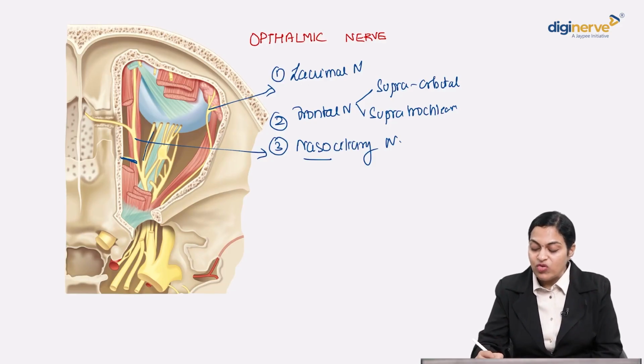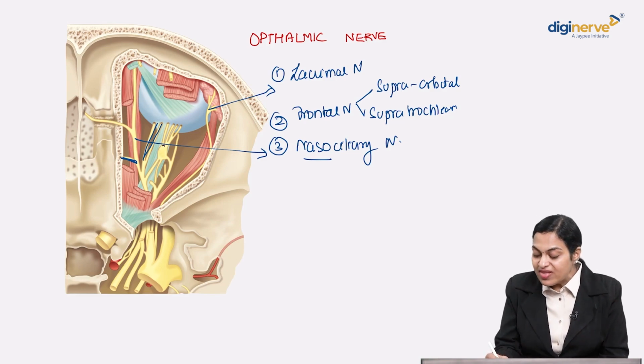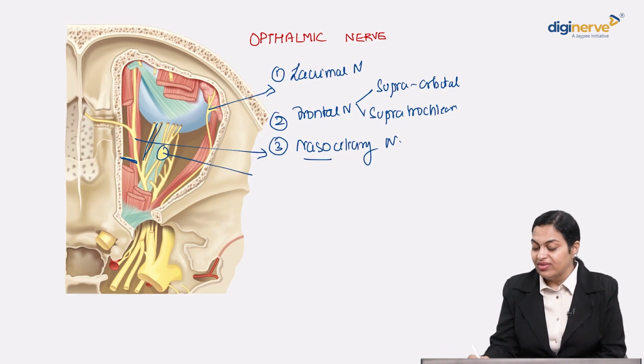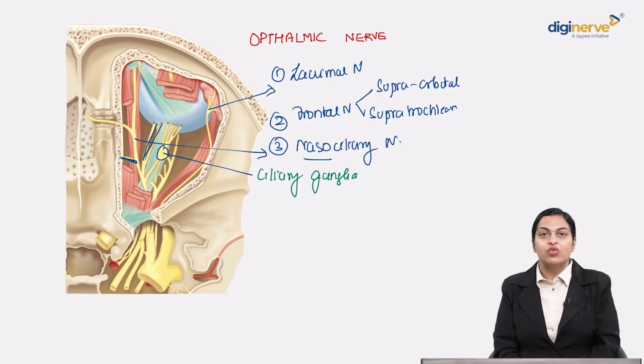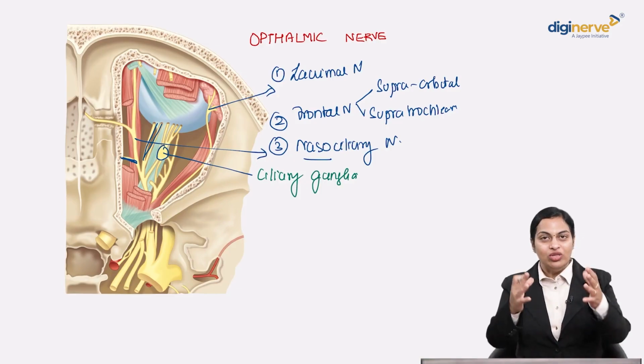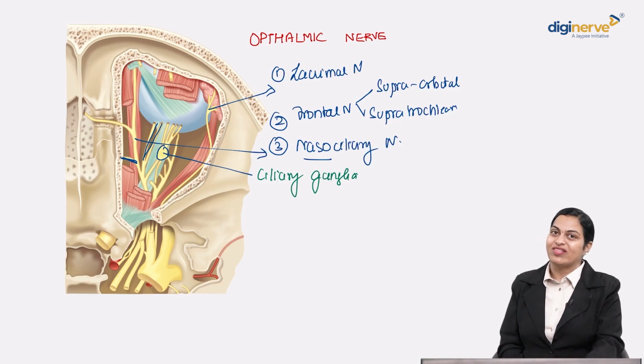Also there are branches from the nasociliary nerve. You can see it supplying the eyeball, right? This is the ciliary ganglion in the orbit. The sensory fibers through the nasociliary nerve pass through the ciliary ganglion. So on the whole, you can tell me the ophthalmic division of the trigeminal nerve carries the sensation from the eyeball, okay? And also the skin over the upper part of the face. And through the nasociliary nerve, the nasal cavity also, and the ethmoidal and sphenoidal sinuses, right?